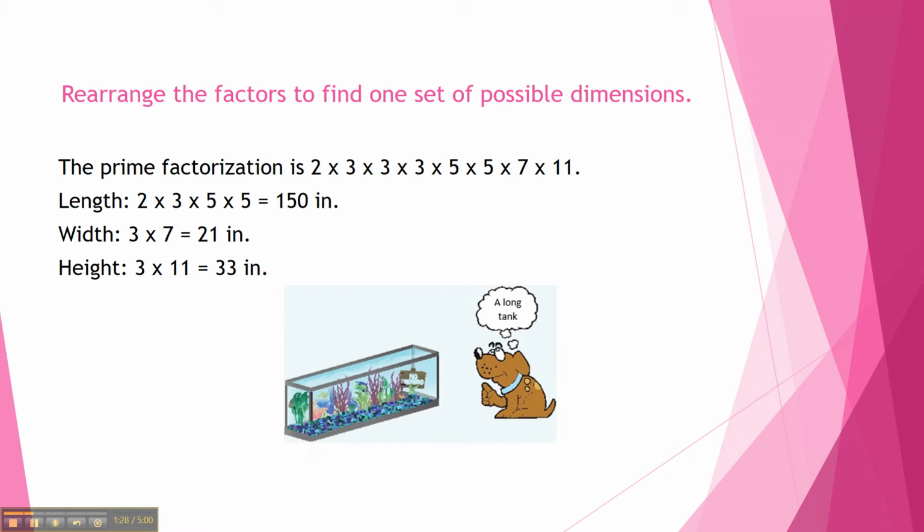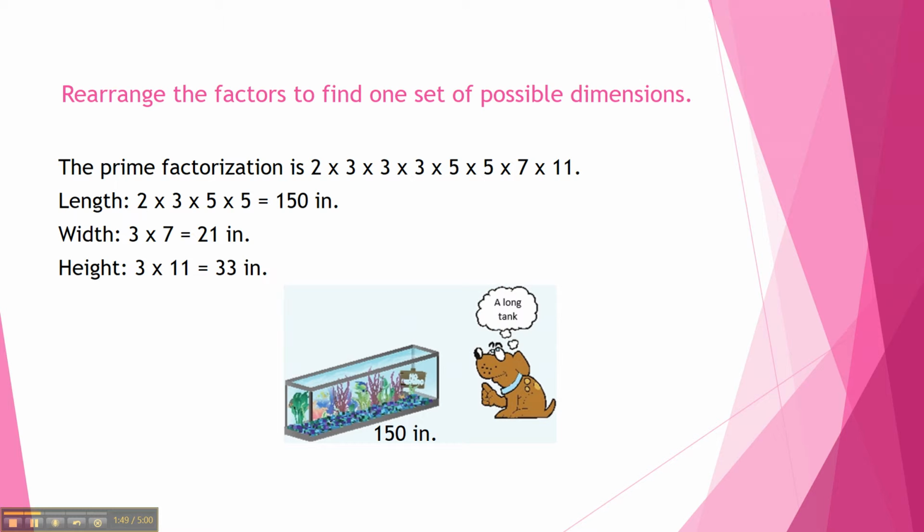So with my aquarium, after I rearrange these factors to find one set of the possible dimensions, I go ahead and label them on my aquarium to designate which of the dimensions is which. So our length is 150 inches. Make sure that you take the longest section and put it with the longest visual section on your aquarium.